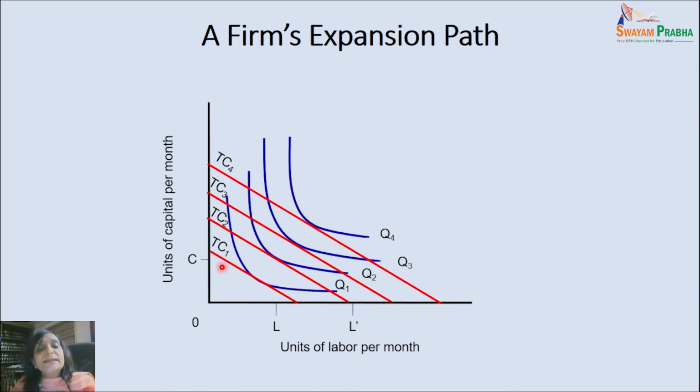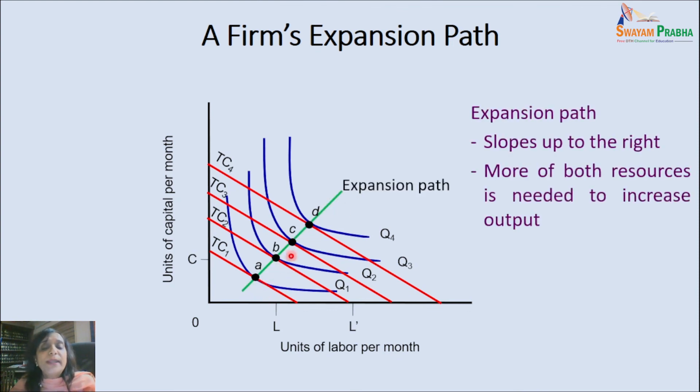Tangency means that the slope of the given isocost is equal to the slope of the isoquant. So when we join all these equilibriums, given tangency of Q1, Q2, Q3, Q4, which we have marked as A, B, C, D, this line that you get is called an expansion path. The expansion path is sloping upward to the right. It means that you will need more of both the resources if you want to increase the level of output.